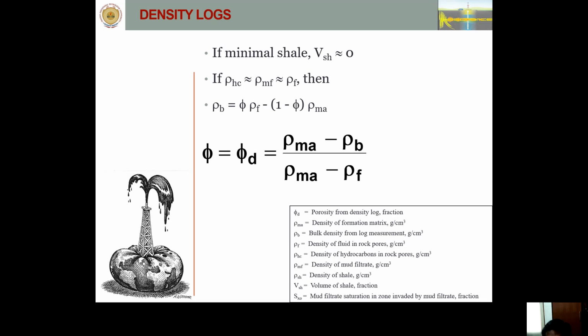Rho matrix is the density of formation matrix given in gram per centimeter cube. Rho b is equal to bulk density from log measurement, gram per centimeter cube. Rho f is the density of fluid in rock pores in gram per centimeter cube. Rho hc is density of hydrocarbons in rock pores in gram per centimeter cube. Rho mf is the density of mud filtrate in gram per centimeter cube. Rho shale is the density of shale in gram per centimeter cube. V shale is the volume of shale fraction, and Xo is the mud filtrate saturation in zone invaded by mud filtrate in fraction.